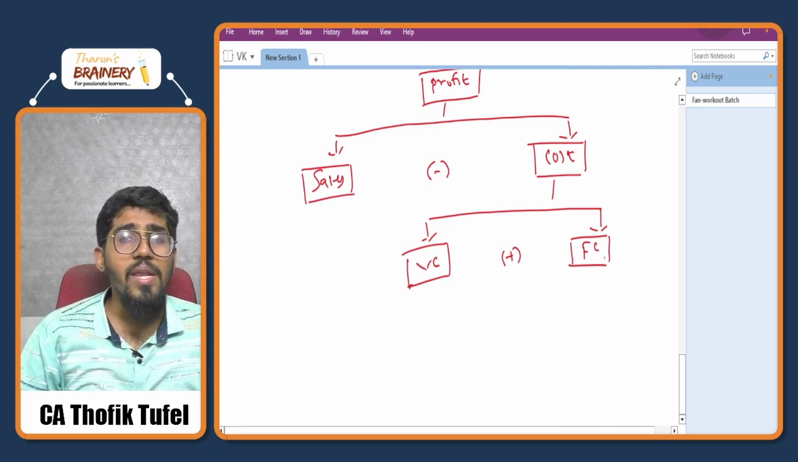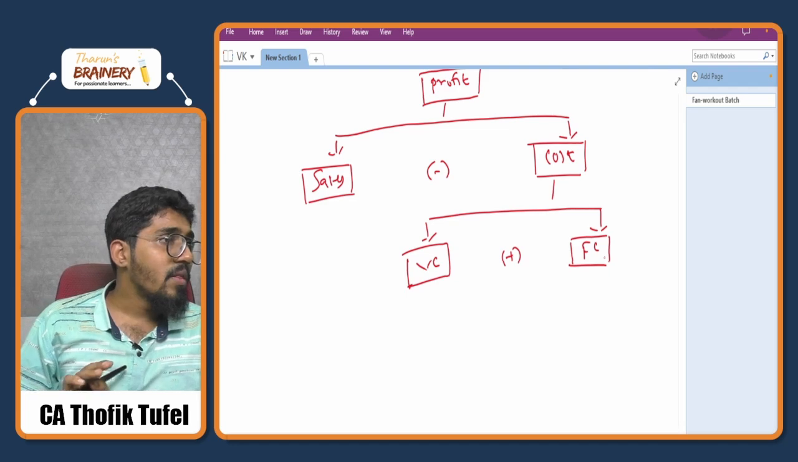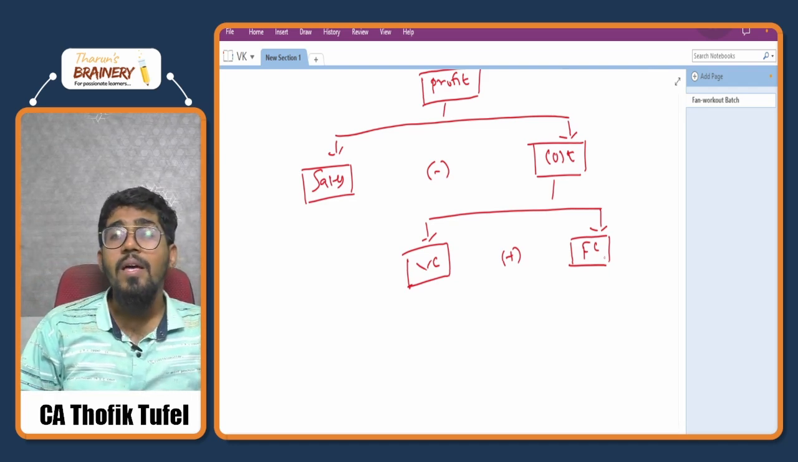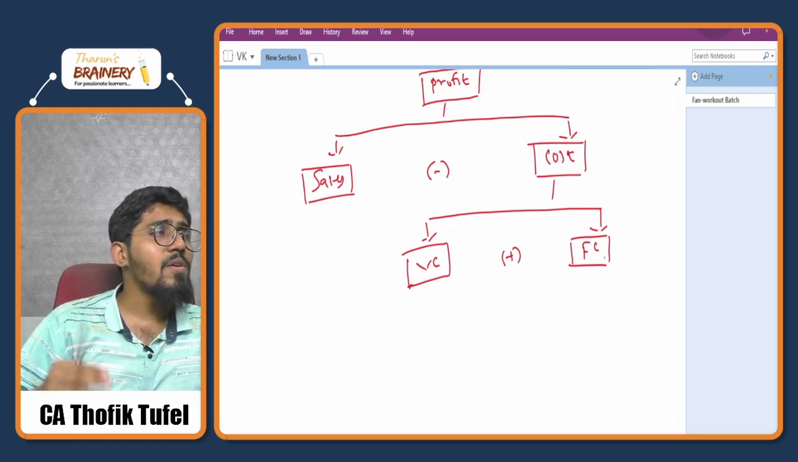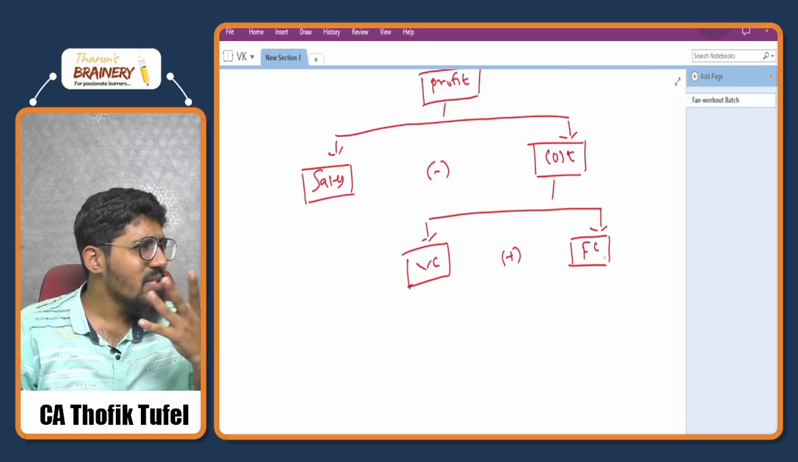Sir, what is a variable cost? The cost that varies with volume, the cost that varies with sales, is called variable cost. The cost that does not vary with volume, the cost which does not vary with sales, is called fixed cost. Sir, give me some examples, sir.